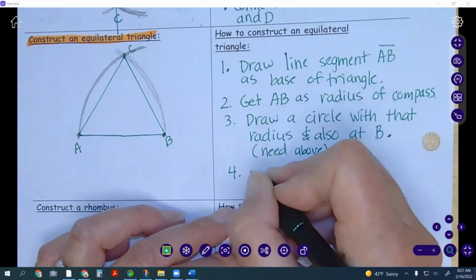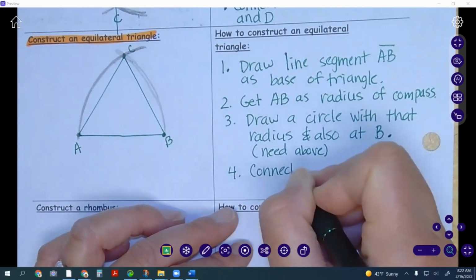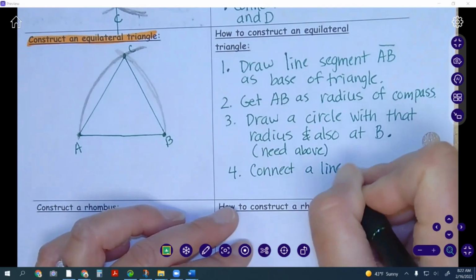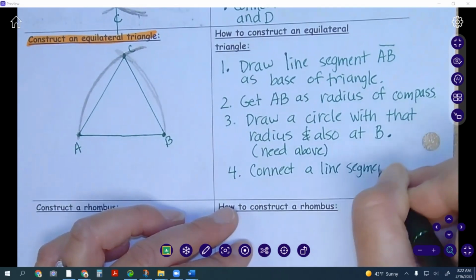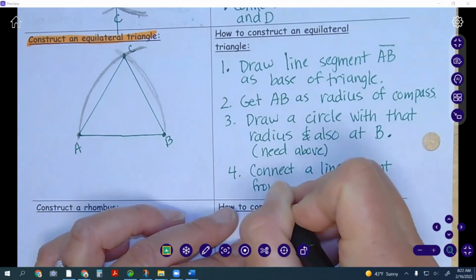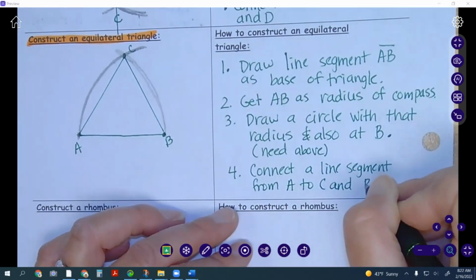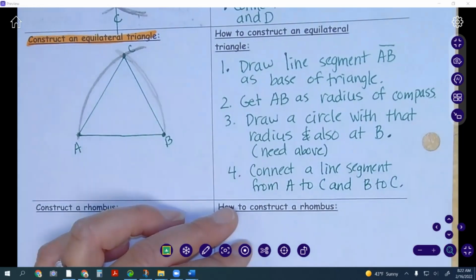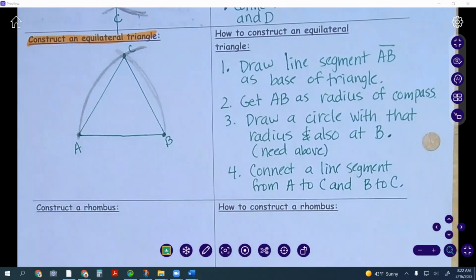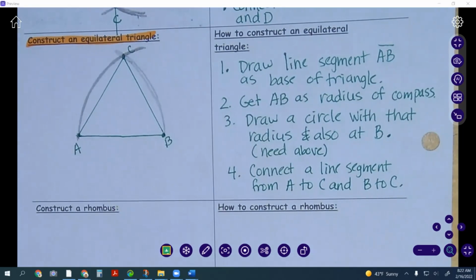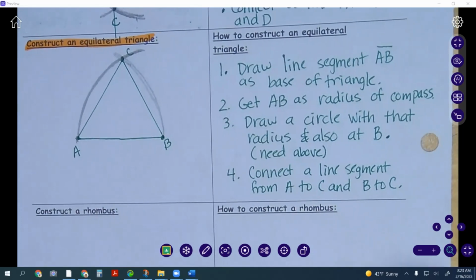And then your last step is to connect a line segment from A to C and B to C. And that might seem obvious, but so many times I'll have people do all the compass stuff and not give me the actual answer, which is connecting those points and making your triangle. Okay. So I want to see that triangle.